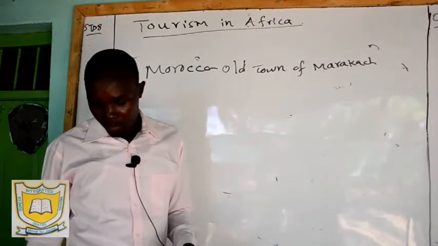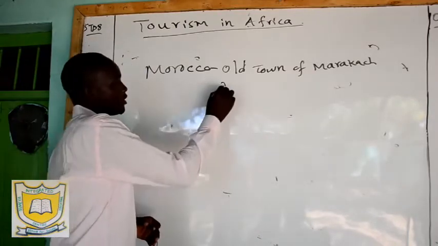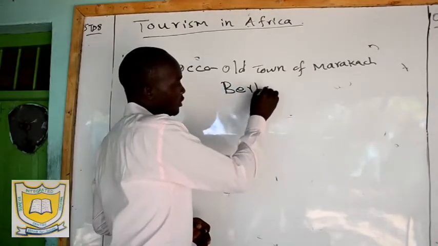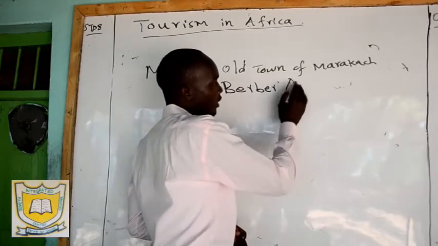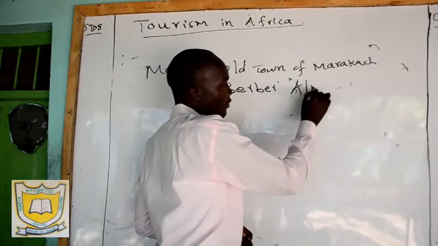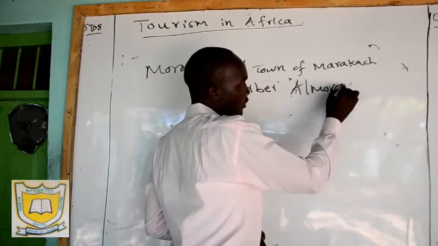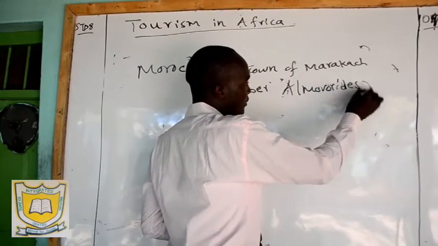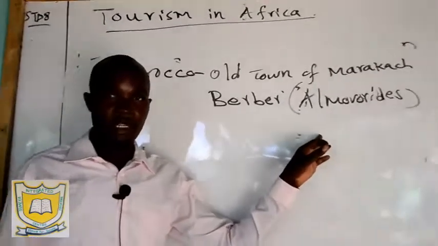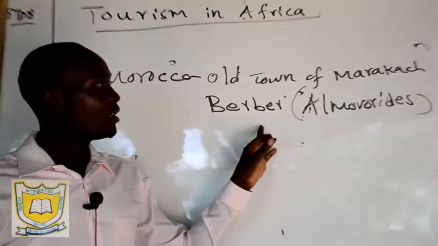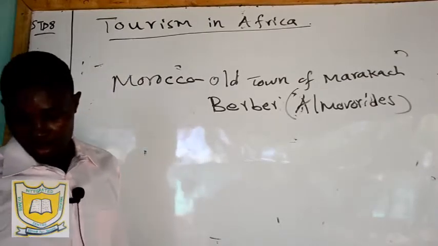And then we have also what we call the Berber village. Berbers, we also call them Almoravids. Berbers are just like Arabs, but it's a different community in North Africa. In Morocco, you'll find they are there. So that's also a tourist attraction.